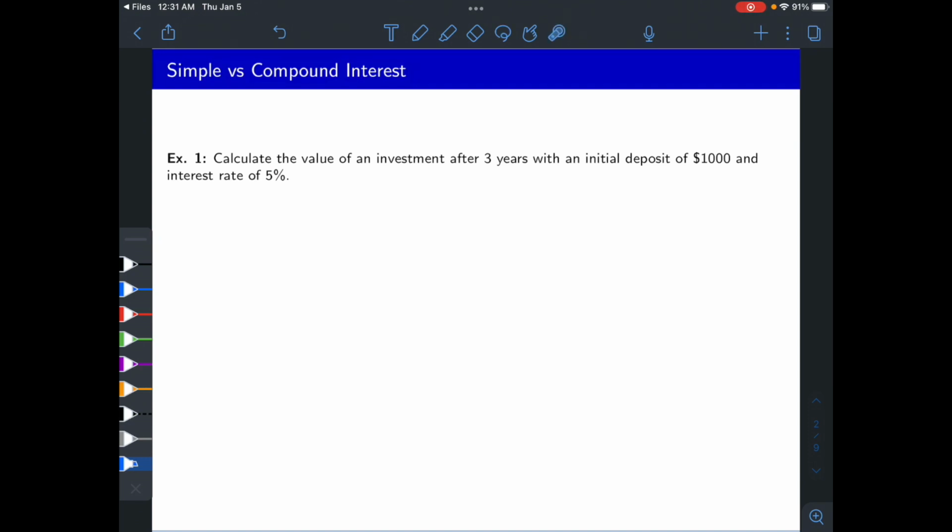Let's calculate the value of an investment after 3 years with an initial deposit of $1,000 and an interest rate of 5%. I'm specifically not mentioning whether this is going to be simple or compound interest here. I'm going to show you what it would be if this were simple interest, and then I'm going to show you what the answer would be if this was compound interest. So let's do simple first.